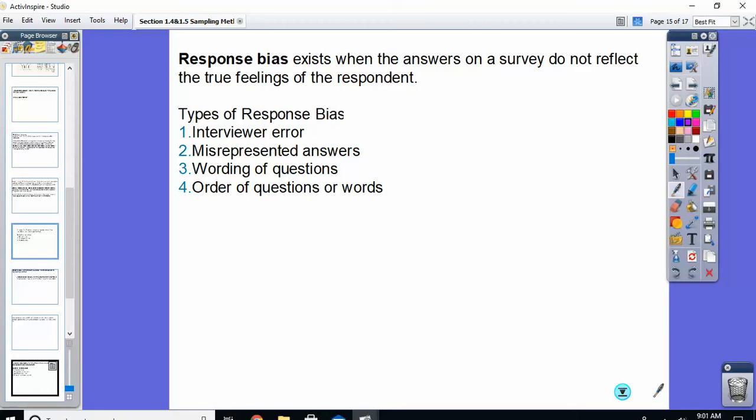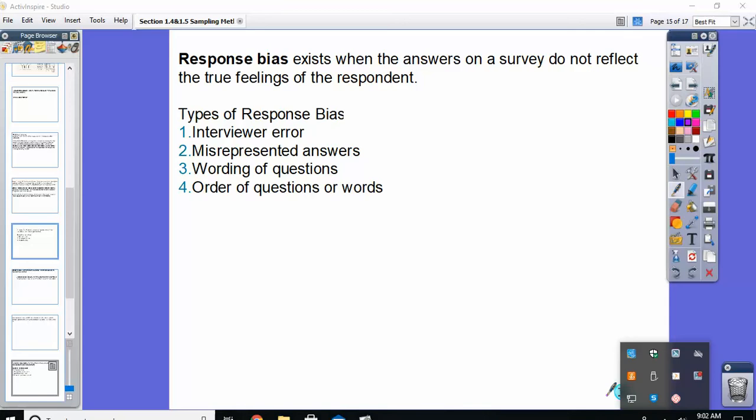Second is misrepresented answers. Okay, so I might give a survey and ask, how many hours a week do you study? And you answer that, but you might inflate your answer a little bit. I studied for 20 minutes, but that's close enough. I'm going to say I studied for an hour for that test. So you give an answer, but it is not accurate.